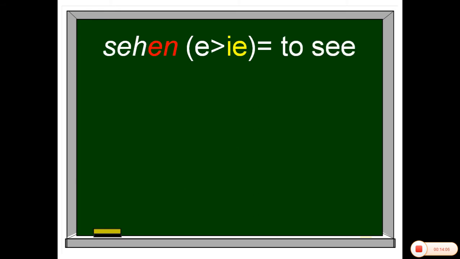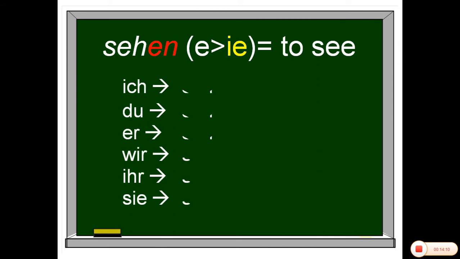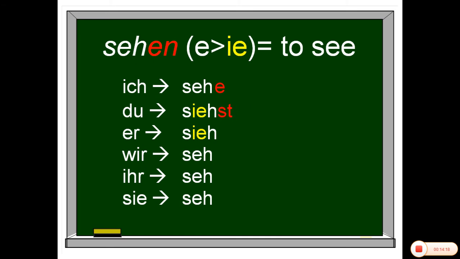Sehen, where E changes to IE. Ich sehe, and E will be changed to IE. Ich sehe, du siehst, sie sieht, wir sehen, ihr seht, sie und Sie sehen.